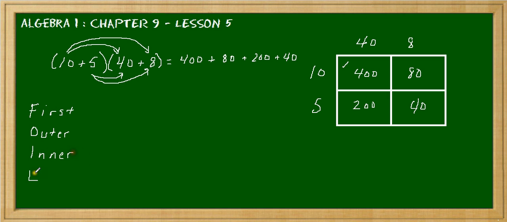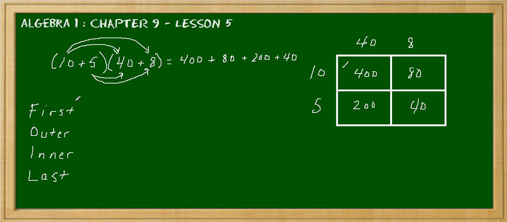Okay. And so what would be the L? Well, this was the first. These are the last. 5 times 8 would be the last terms. Okay. So that's a little acronym that we use. Now, if we had more than 2 terms in each of these, then you certainly wouldn't be able to use the term FOIL. This particularly deals with binomials.